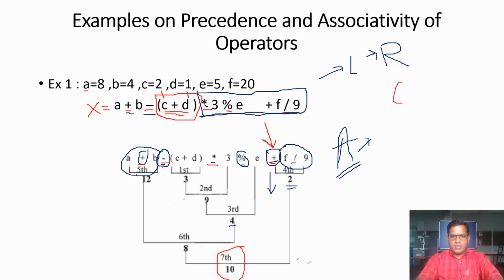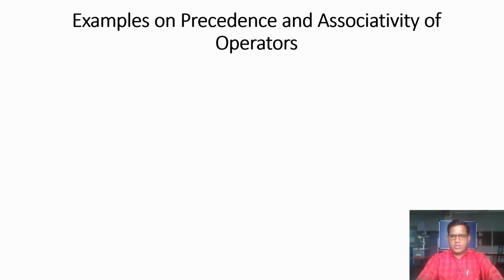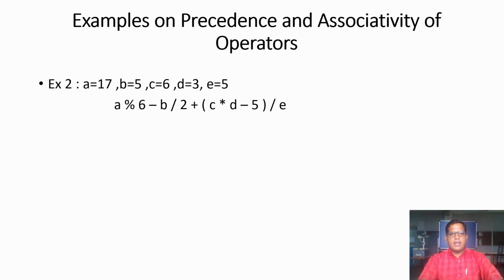So how do these things work? First the bracket is solved. After the bracket, the multiplication operation is carried out. After multiplication, the modulus operator works. After modulus comes divide, then plus, then minus and again plus. So in this case we make use of operators with different associativity.